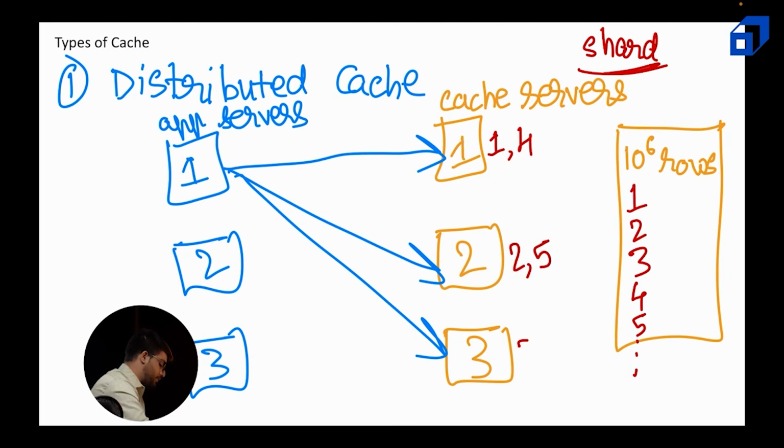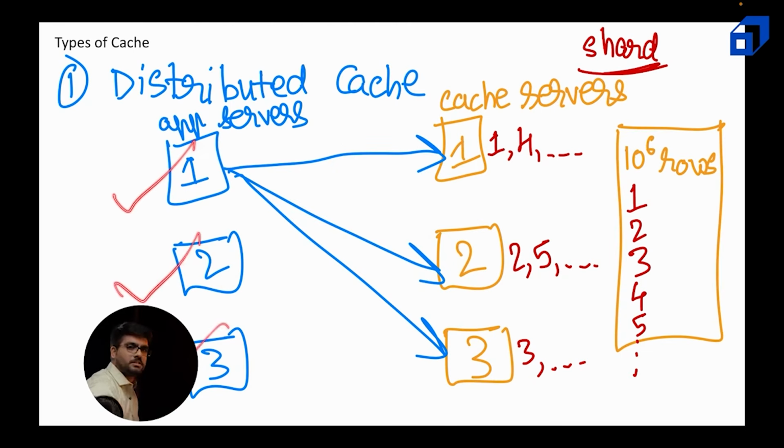The third cache server is going to contain 3 and so on. Now we have some hash function which is going to distribute the data across the shards for the cache. Now whenever a request comes, let's say the application server, either of these application servers, the request can come to either of them. Let's say 2 wants to fetch 1.